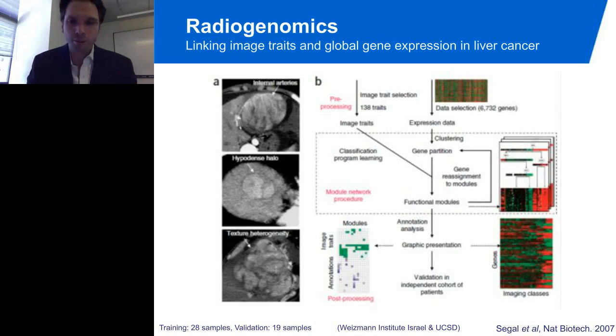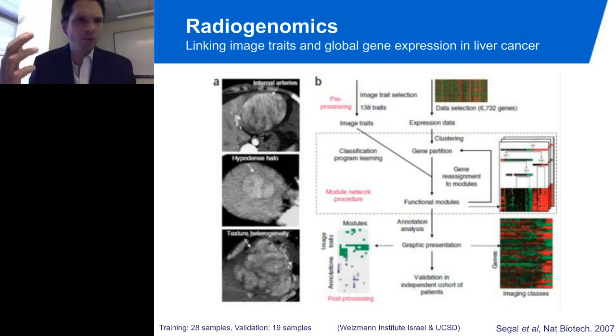So there are 2 studies I really want to mention, which I think really set the scene for this research. One study was actually published in Nature Biotech already in 2007 by Aaron Segal. And what he did, very interestingly, in liver cancer, is they quantified 138 traits by imaging, like textual heterogeneity, halos, internal arteries. And expert radiologists scored these.